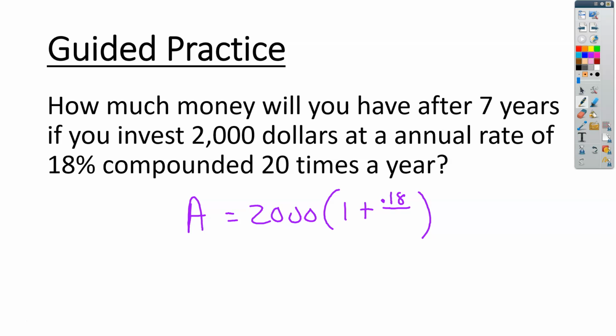John, what goes under the 0.18? Not this time. Because it didn't say compounded monthly. What does it say it's compounded as, John? Compounded 20 times. So there you go. So it's 20. All right. Next. Samantha? Yeah. What goes here?